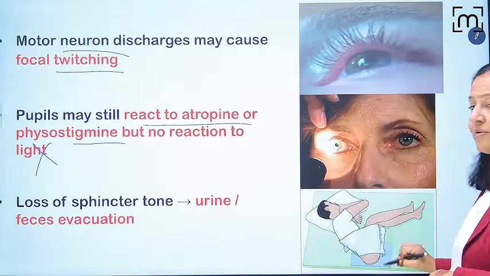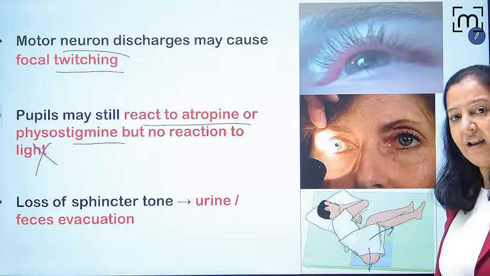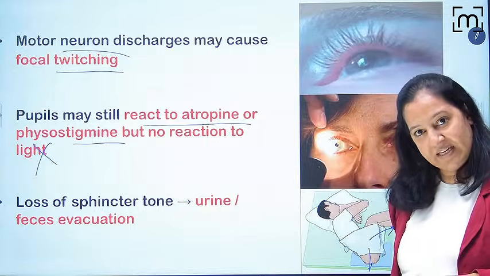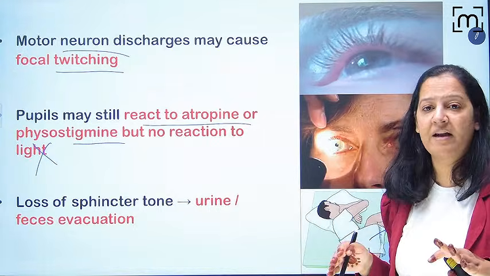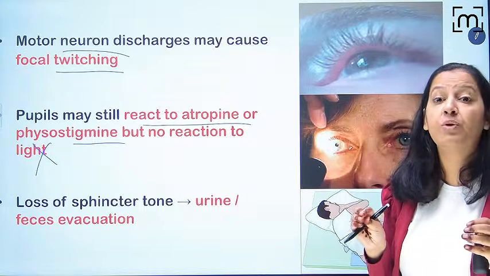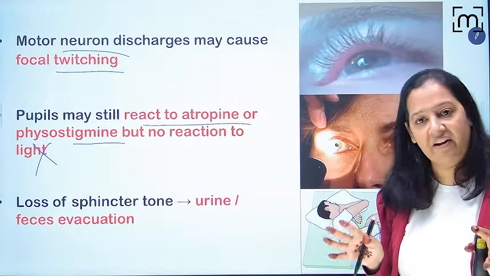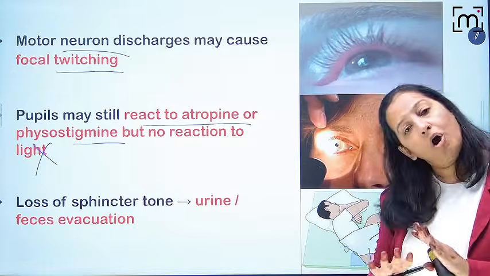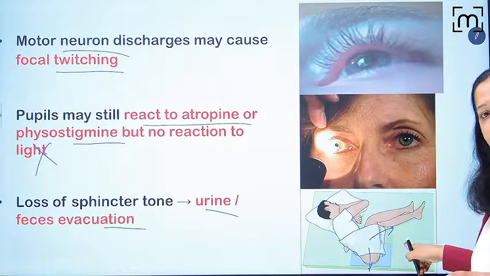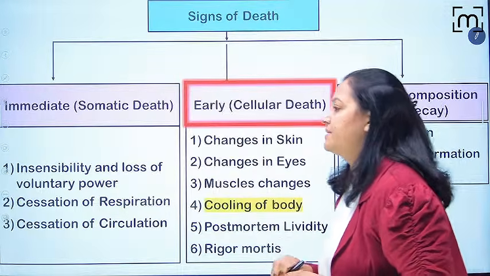So sphincters also relax. So a dead body passes feces and urine. Fecal and urinary incontinence is very common in dead bodies. As soon as death occurs, urinary incontinence can occur in a dead body, and fecal incontinence can occur in a dead body, because sphincters are relaxing. The urinary sphincter, the bladder sphincter, and the anal sphincter relax because they are also muscles. All muscles are relaxing. So urine and feces evacuation is common in the dead body. That is regarding the muscular changes I taught you.